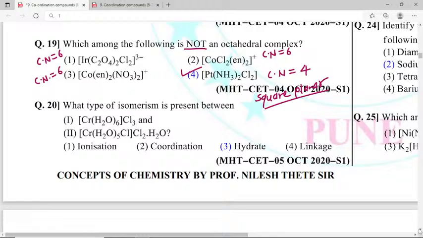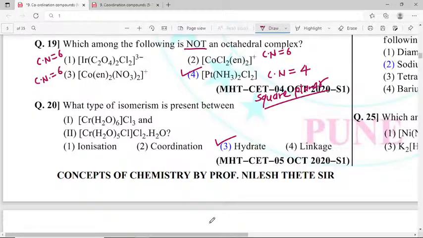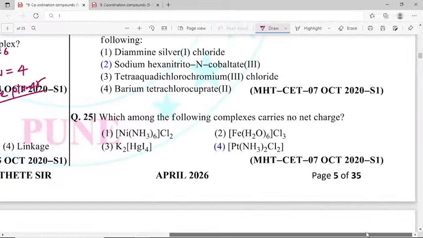What type of isomerism is present between [Cr(H2O)6]Cl3 and [Cr(H2O)5Cl]Cl2·H2O? So water inside, water outside. So this is hydrate, also called solvate. If there is such a situation where water from the coordination sphere exchanges with the ionization sphere, it is called hydrate isomerism. Next question.